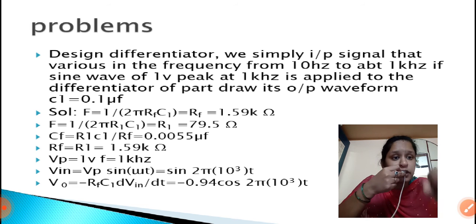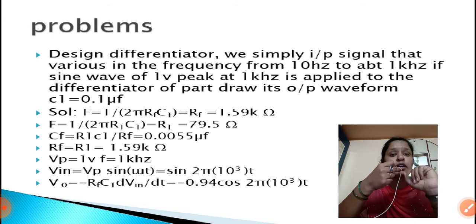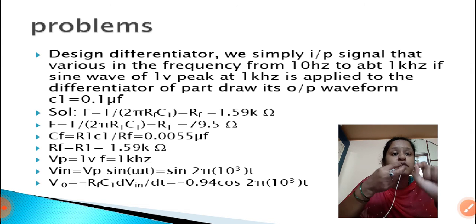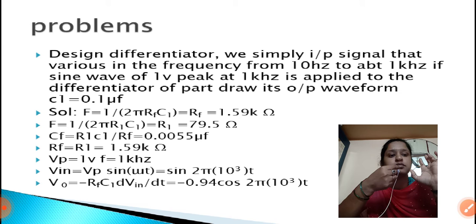You have to draw the waveform as well as the circuit. These things you have to do, and they have just given the values. That's why I'm giving this one example, to show what kind of questions they may ask in your exams.